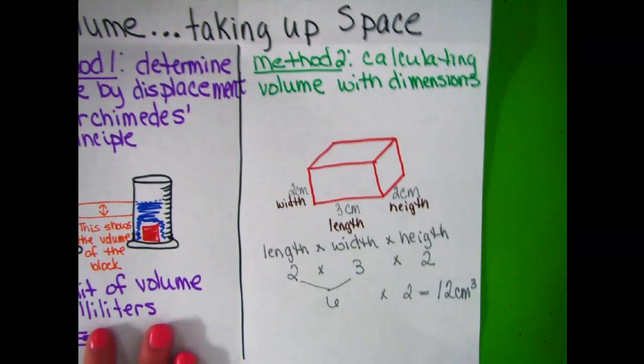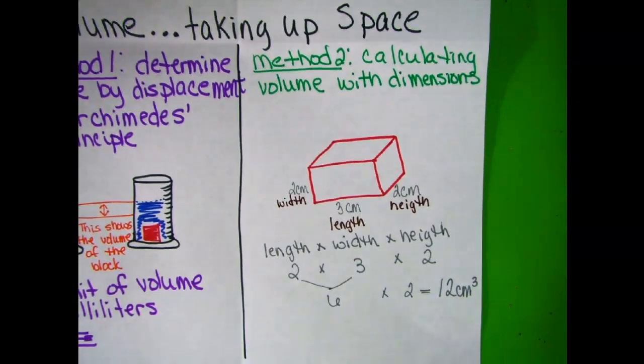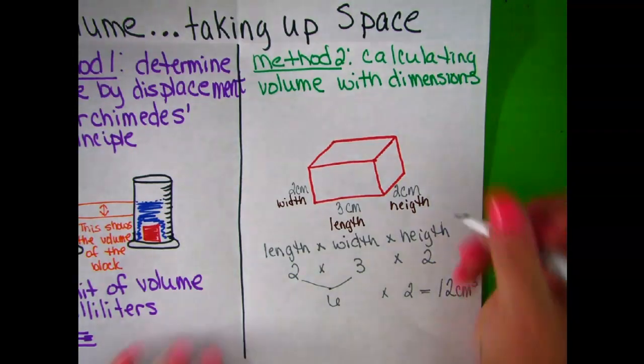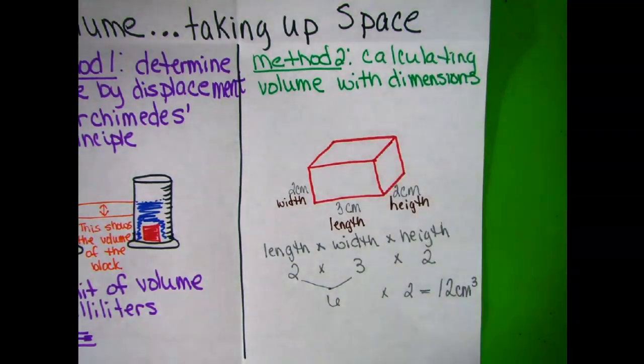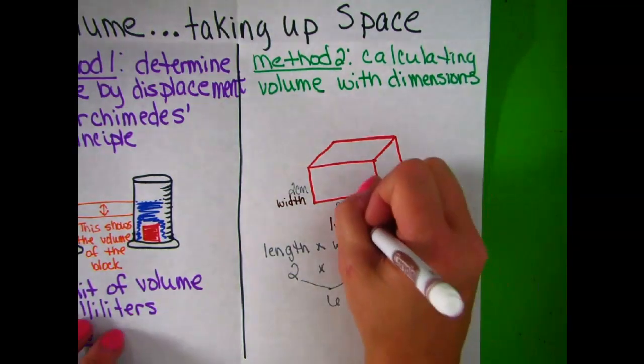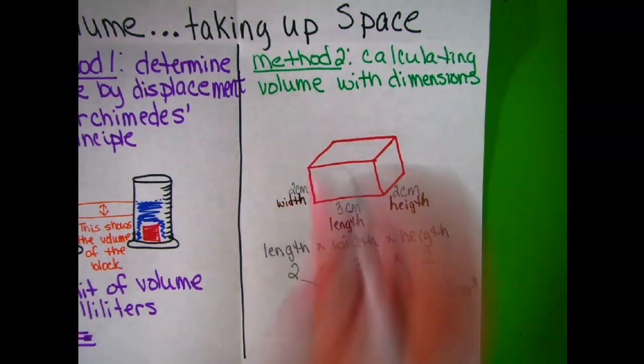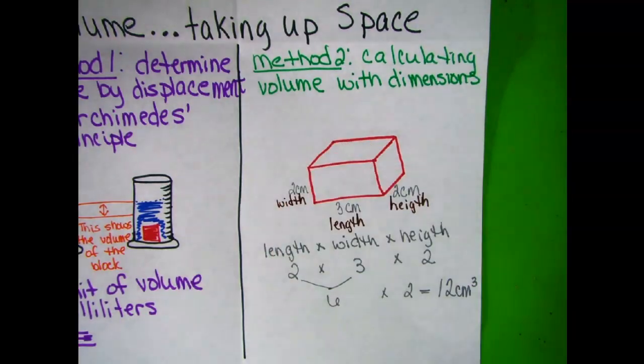Give you a minute to write that down. So yesterday they even talked about, in the video that we watched, that you can calculate volume by multiplying length times width times height. My H's look like N's, so I'm trying to make them look more like H's. There we go.